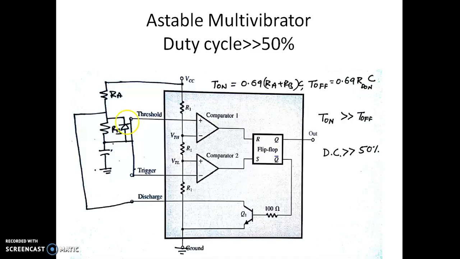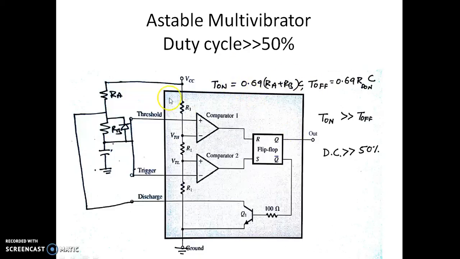Since the diode is reversed, now while charging the capacitor path is Ra and Rb, while discharging the path is through the diode. So when it is charging, the time constant is Ra plus Rb into C. When discharging, the discharge current does not pass through Rb, it will pass through this diode. So this is no more Rb, it is now Rd on. Since Rd on is very small, the total time will be almost close to T on.